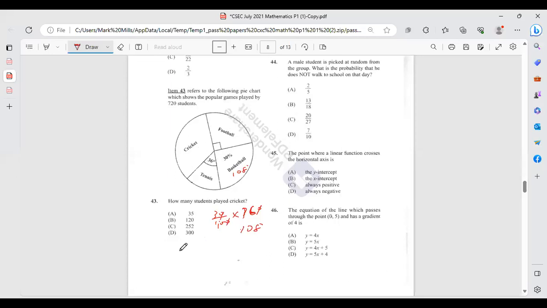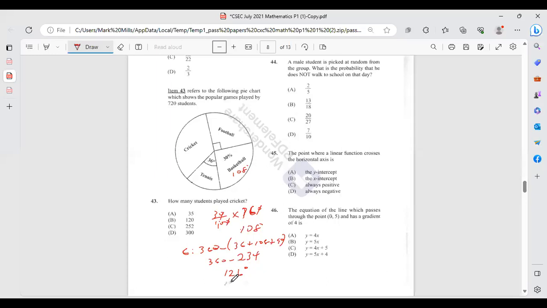Let's try that. So cricket would have been 360 minus, open bracket, 36 plus 108 plus 90, right? Now, so let's work it out. 360 minus. Now, when you add up these two, what do I get? 234. So 360 minus 234, what do we get? 126.